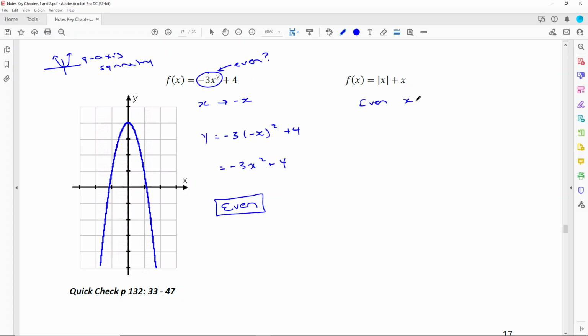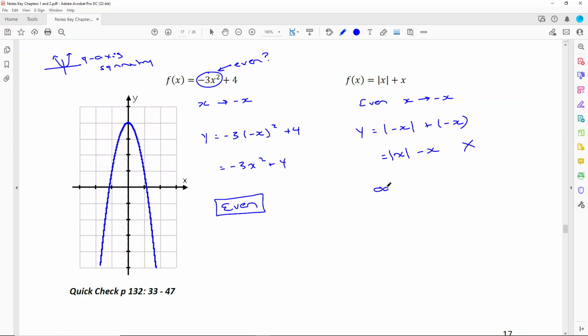So even is you replace x with negative x because it's y-axis symmetry. So we get y equals the absolute value of negative x plus negative x. The absolute value of negative x, no matter what, will be x, right? It'll come out positive, so we can still keep those signs there to make it look the same. Minus x, not equivalent. So nope.